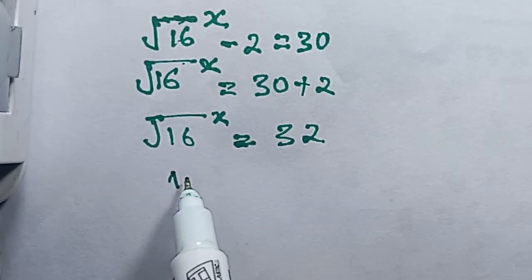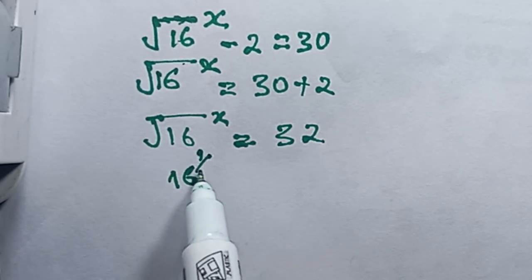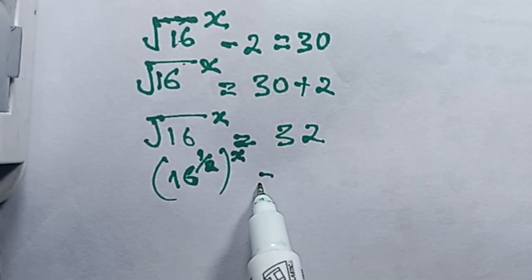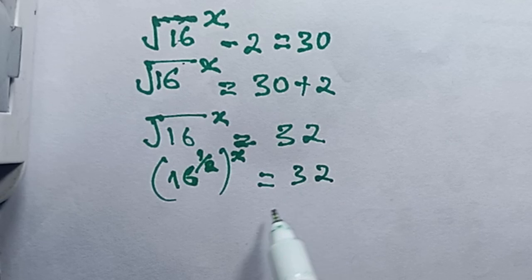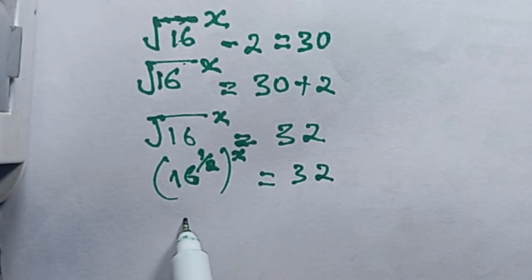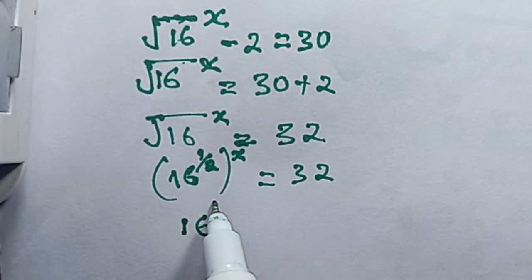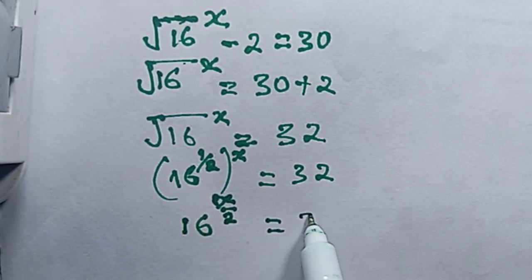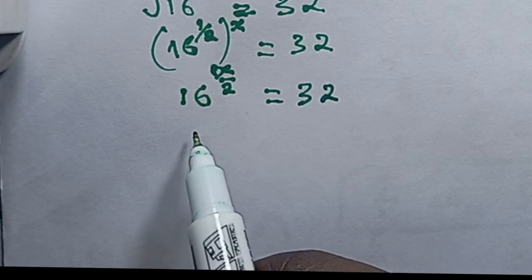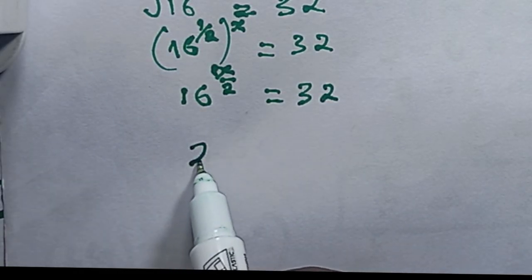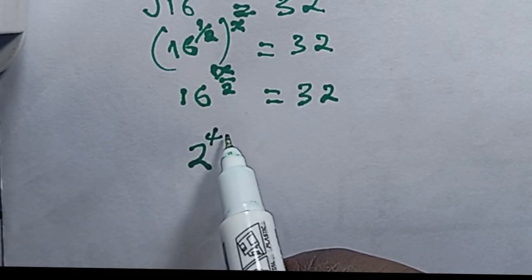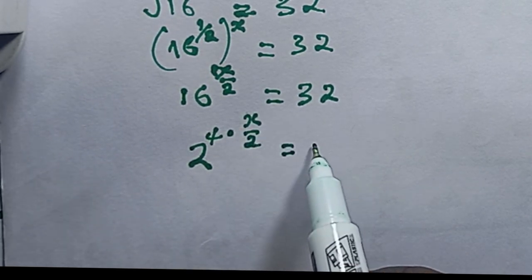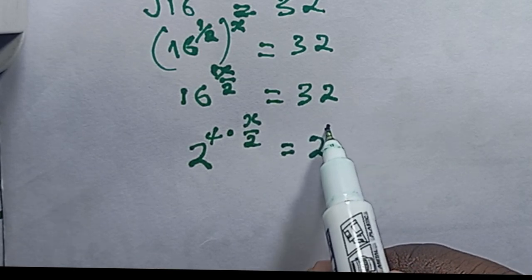Okay, I'm going to write this root 16 as 16 power 1 over 2, and I'll raise to power this x, and this should be equal to 32. I'll use this x to multiply this 1 over 2, so I will have 16 power x divided by 2, and this should be equal to 32. So that I can write this 16 as 2 power 4 multiplied by x divided by 2 is equal to 32, which is 2 power 5.